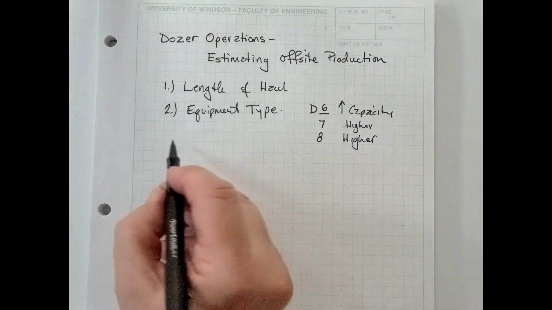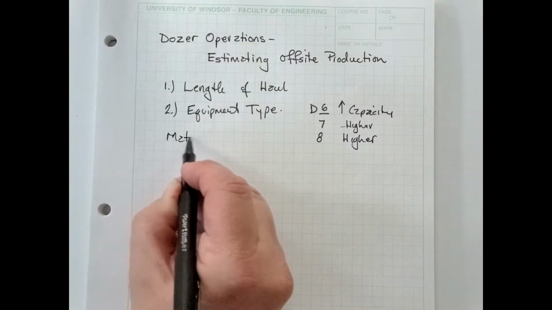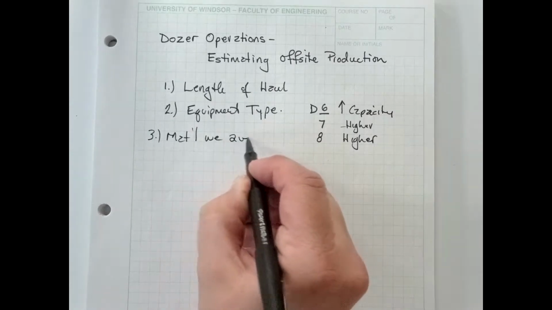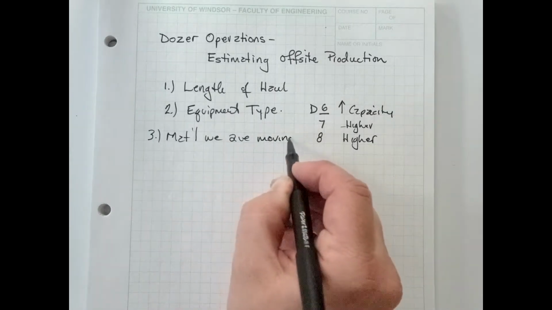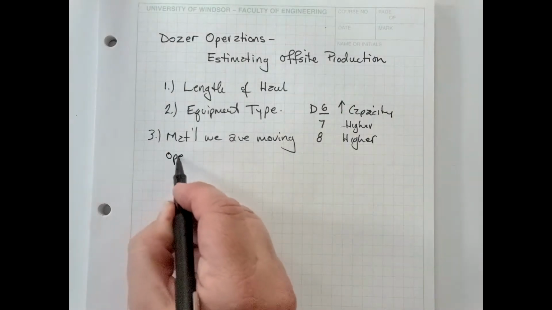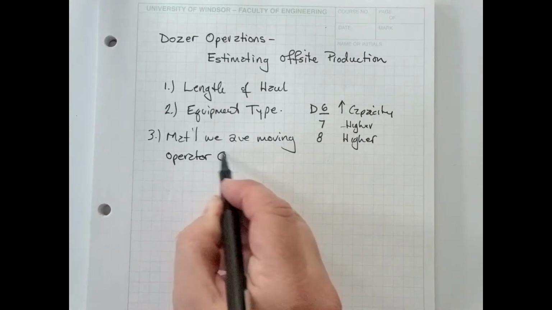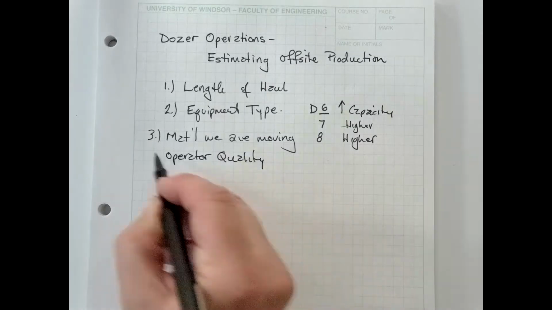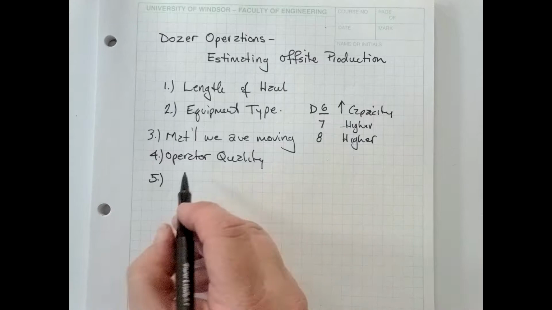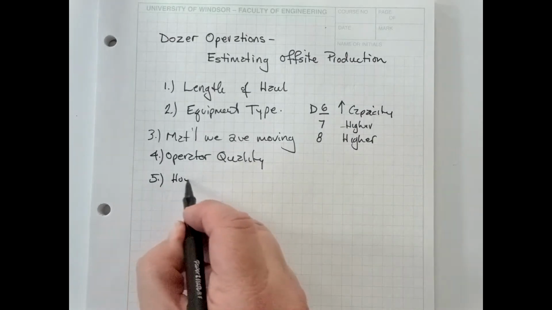We also need to know the material that we're moving. So if we're moving soil, we need to know something about the soil. We need to know what its bank density and its loose density are. We need to know how good our operator is. Number 4. Number 5, we need to know how we're going to do it.